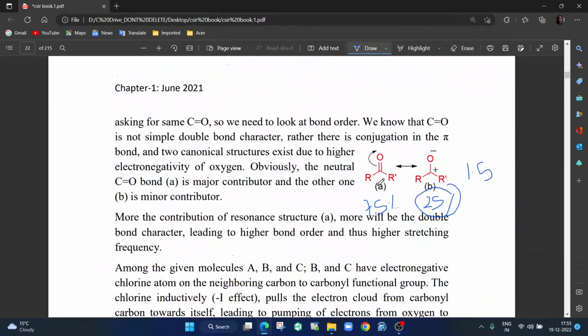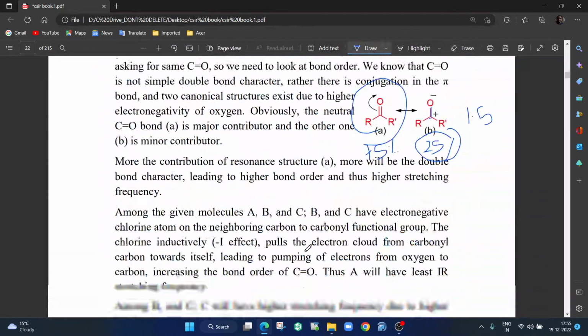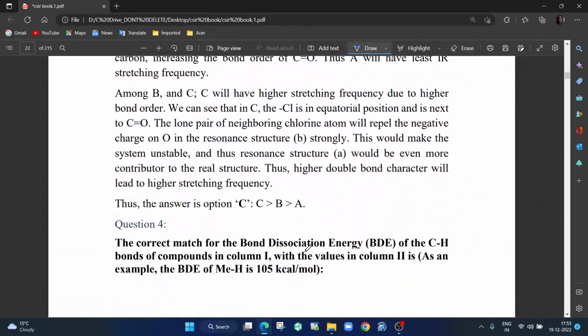So when you are having 85-90% of that, the double bond definitely has a higher frequency than your single bond, and therefore C will have a higher frequency than your B. So your answer should be C. C is highest, then B, then comes A. Right? So the answer is option C.